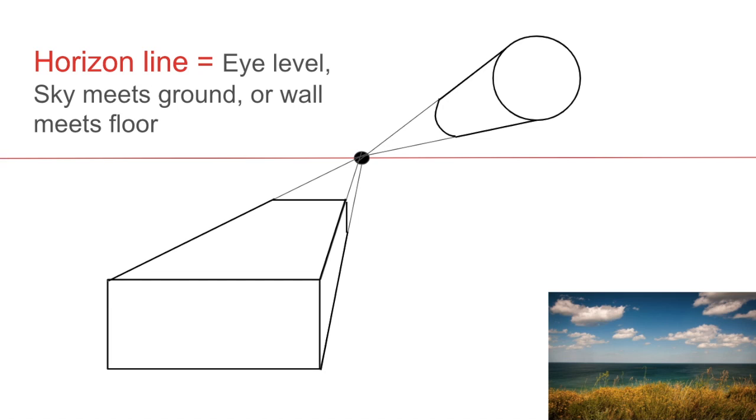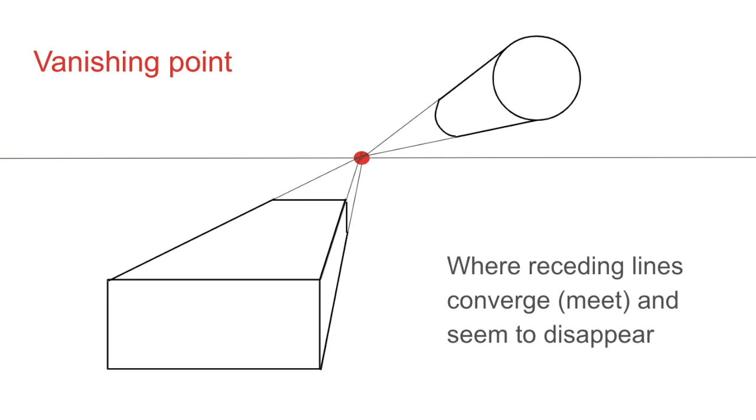So here's the horizon line highlighted in red. The horizon line's like your eye level, where the sky meets the ground, or where a wall meets the floor if you're drawing proportions or perspective on the inside of a building. So if you look at this image in the bottom right, that red line where the water meets the sky, that would be your horizon line.